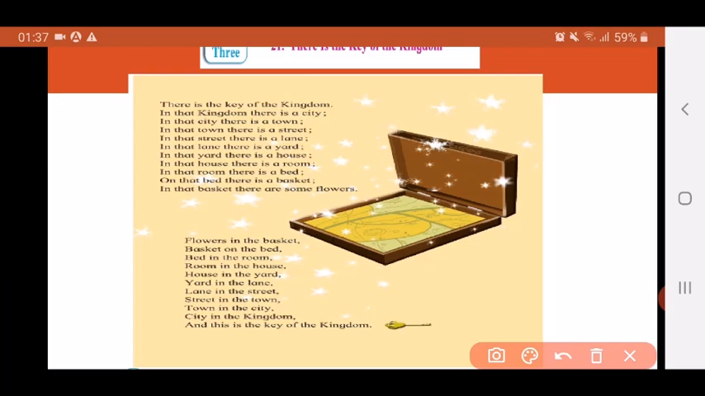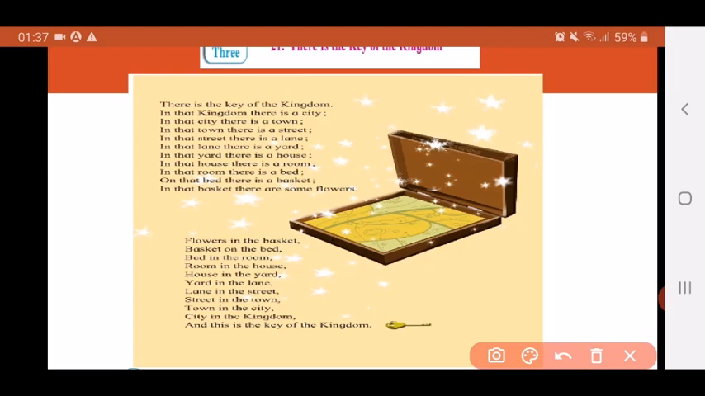There is the key of the kingdom. In that kingdom, there is a city. In that city, there is a town. In that town, there is a street. In that street, there is a lane.